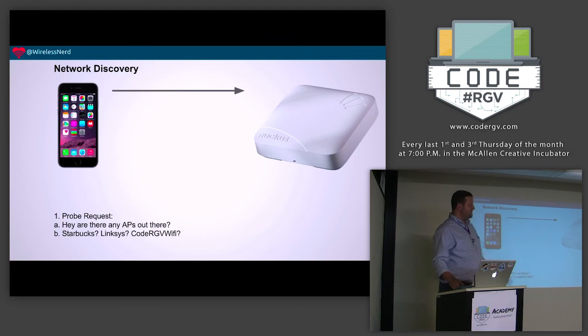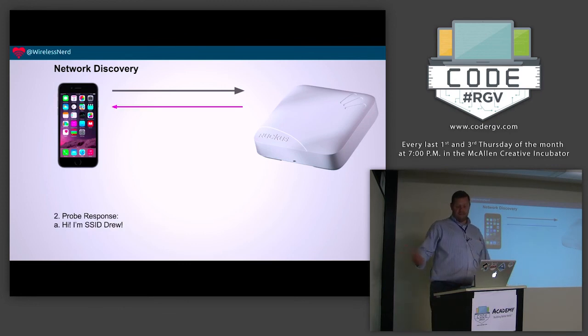It said, hey, are there any access points out there? Starbucks, Linksys, Code RGB Wi-Fi? I responded with a yes. Are there any access points out there? Yes. Is Code RGB here? Sure. Why not? And it turns around and says, oh, okay, cool, because these devices are idiots. And it says, yeah, oh, okay, you're who you are. I must be good to go.